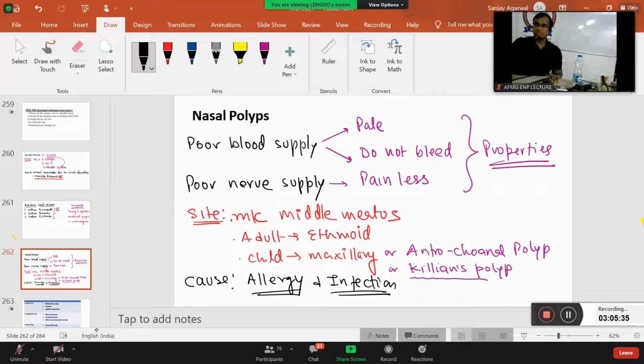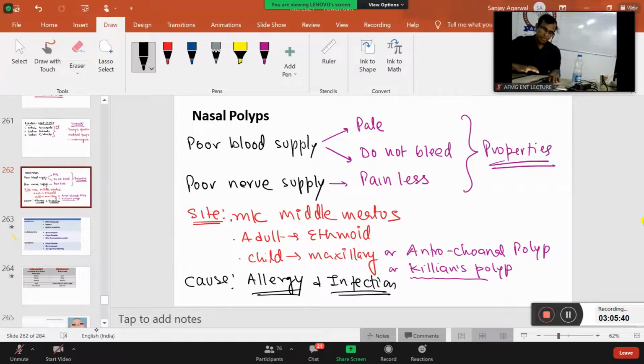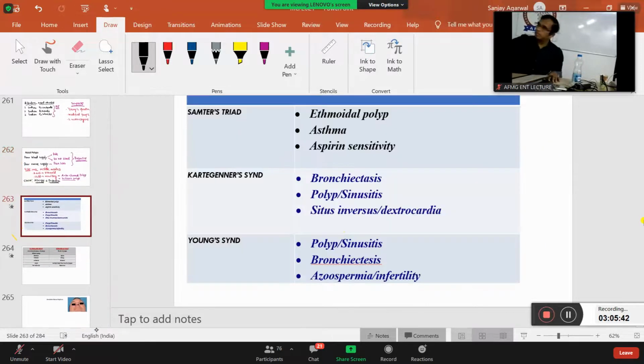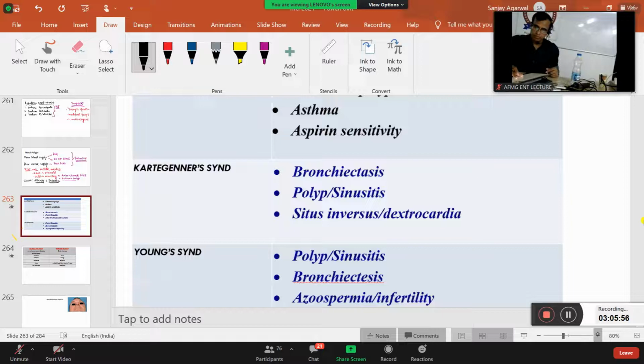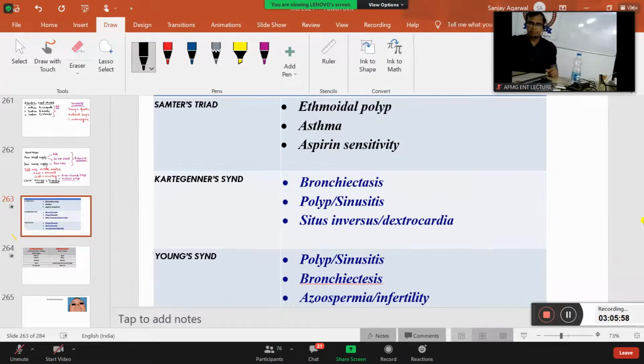So besides these two causes, which are allergy and infection, nasal polyp can be seen in syndromes also. Here are these syndromes with polyps and other features, and this is very, very, very important. Samter's triad, Kartagener syndrome, and Young syndrome.